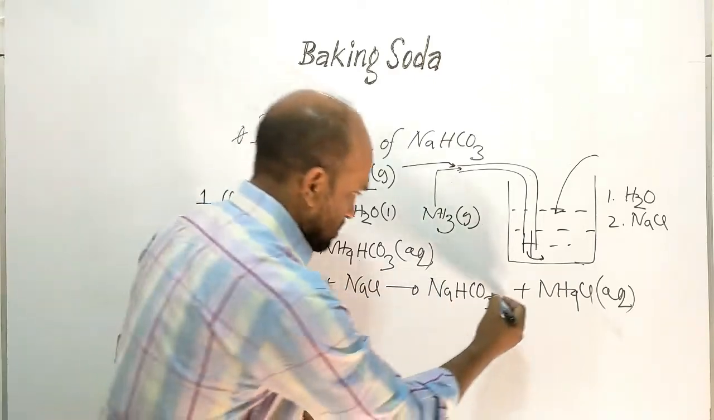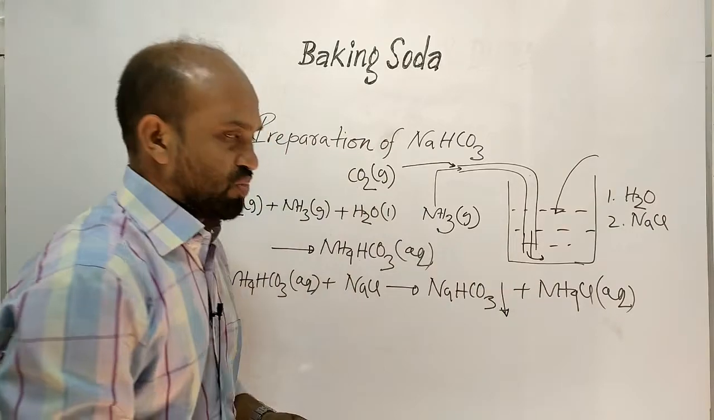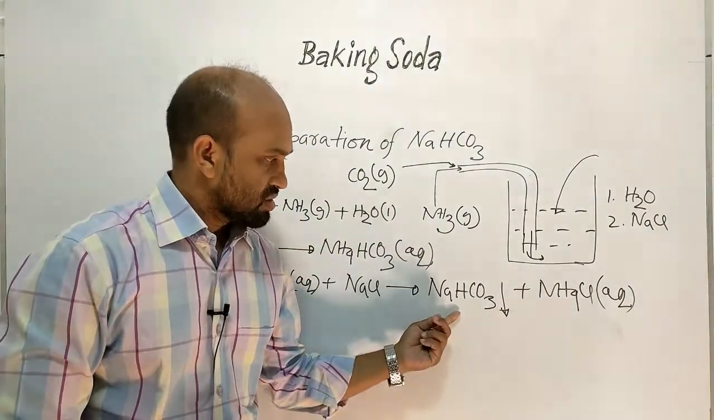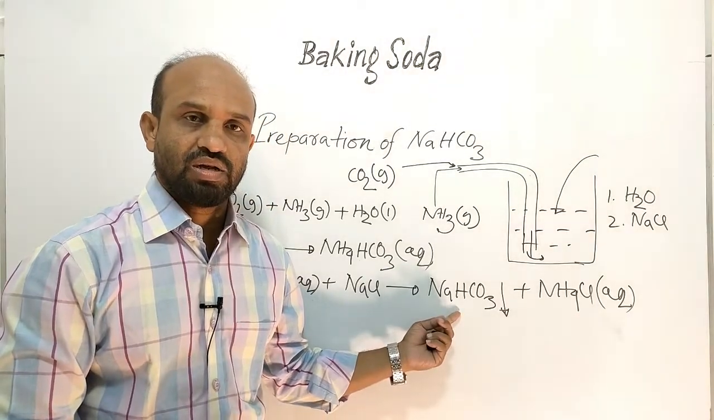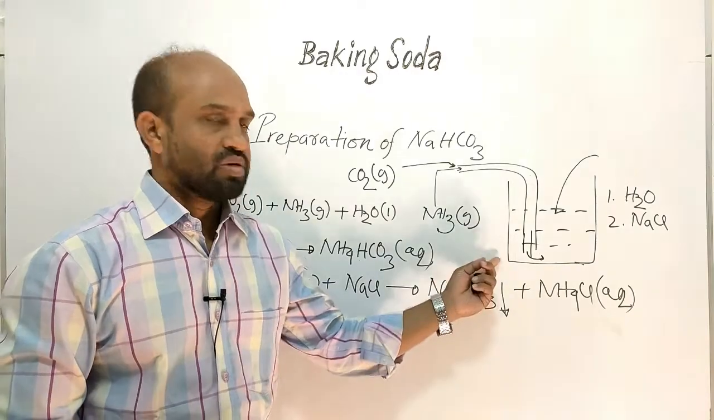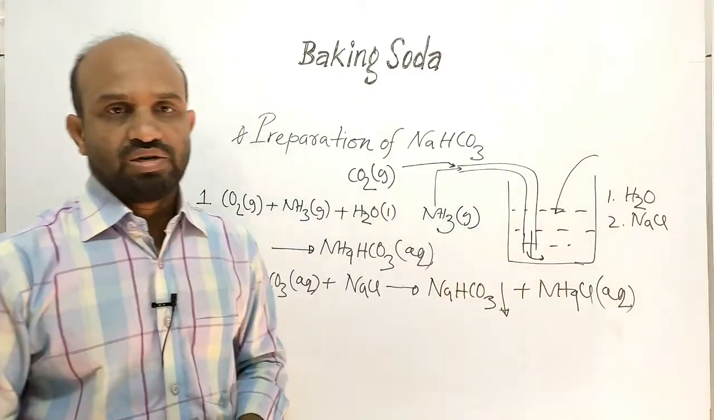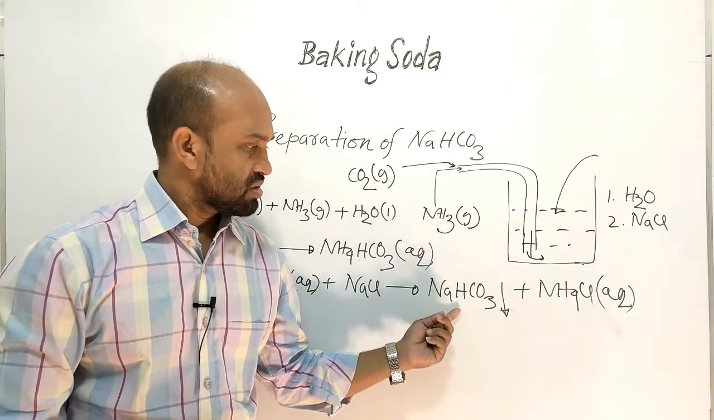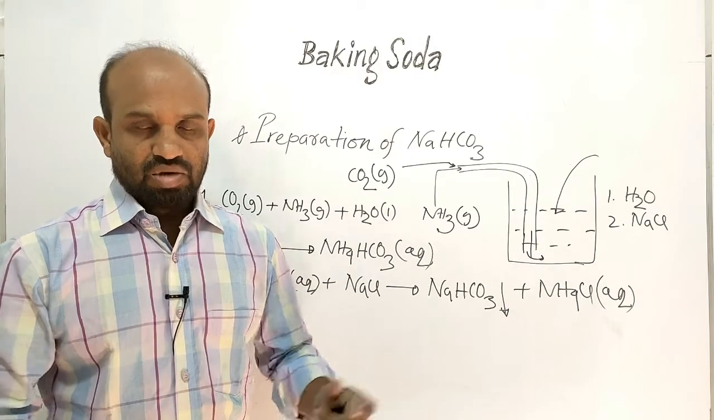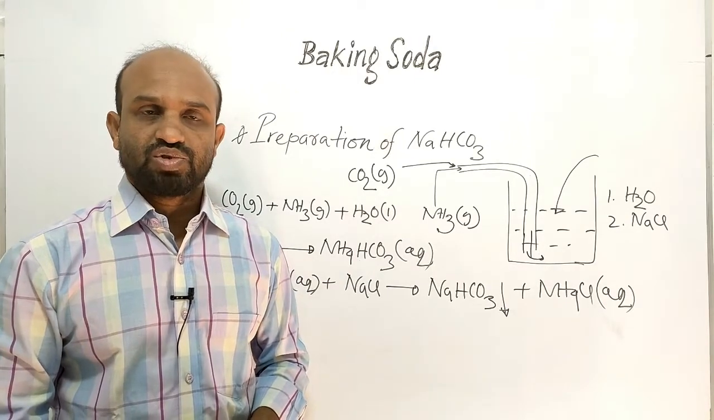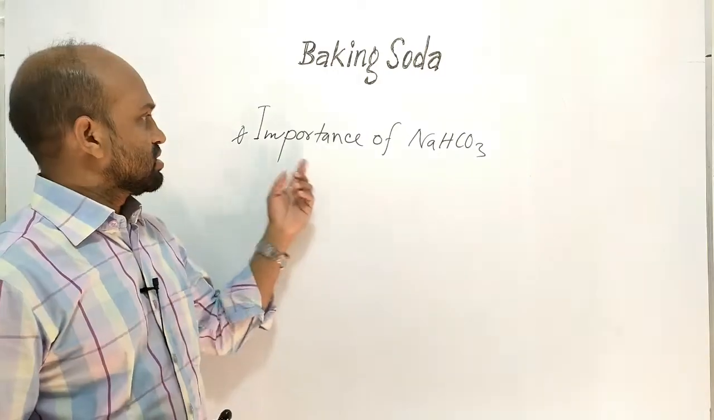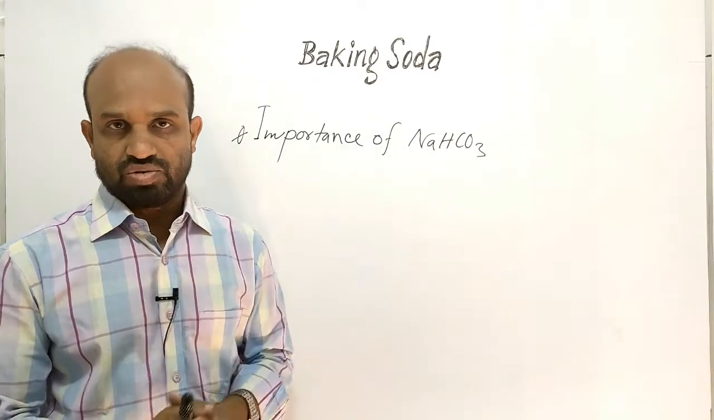That is why it deposits as precipitate, and after that this solid crystalline sodium bicarbonate is separated from the beaker. In this way, we can prepare sodium hydrogen carbonate or sodium bicarbonate. Now let's see the importance of sodium bicarbonate or baking soda. Now the point is importance of baking soda.